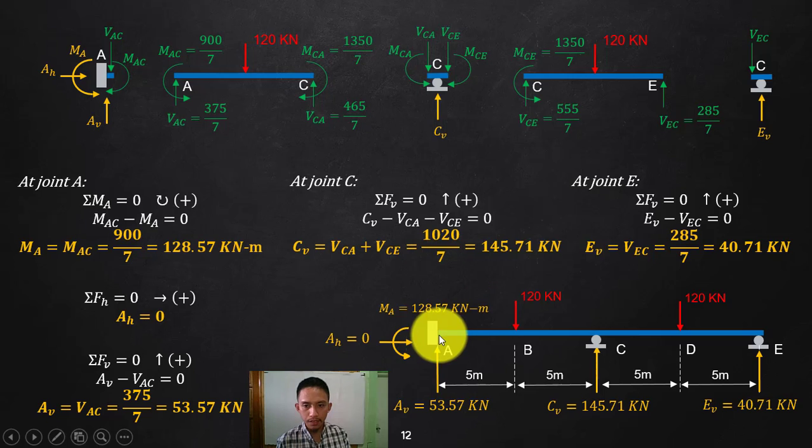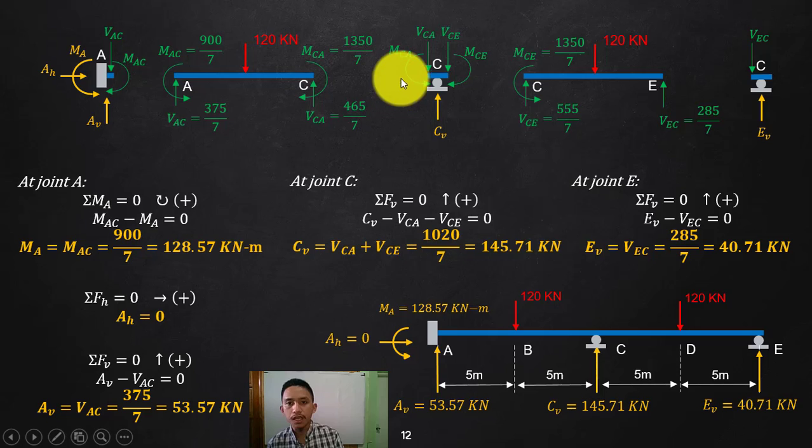Okay, I will try to input it in the original figure. Now, summation horizontal: of course, there is no horizontal force at point A, so AH is 0. And then summating vertical, AB should be equal to VAC, which is 375 over 7, that is 53.57. Where did we get these? We get those from your end moments and shears; we transfer these to the support or the point. So these are now the support reactions at point A: moment at A, horizontal reaction at A, vertical reaction at A. So we have that completely.